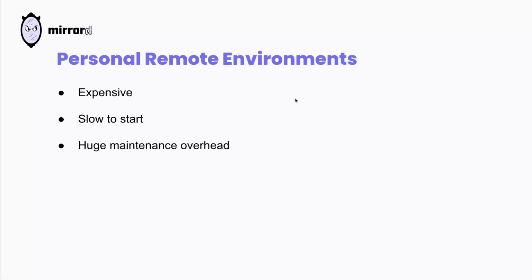all of which slows down developer productivity. The third disadvantage is that when you have multiple personal environments and things go wrong or developers need some help with debugging things, then your DevOps team has a huge maintenance overload because now they are managing multiple environments on top of their regular work.